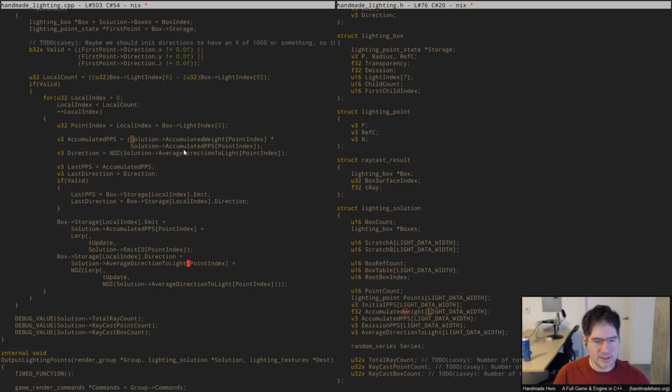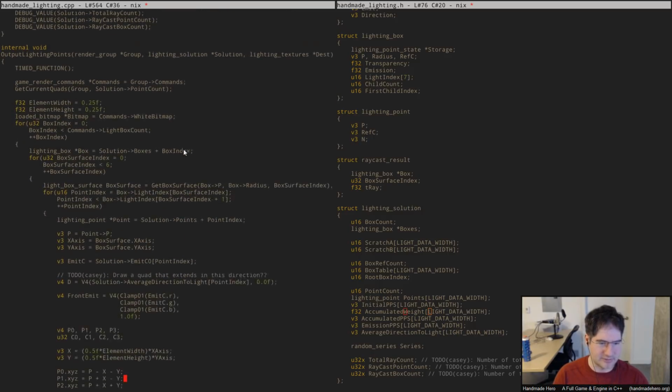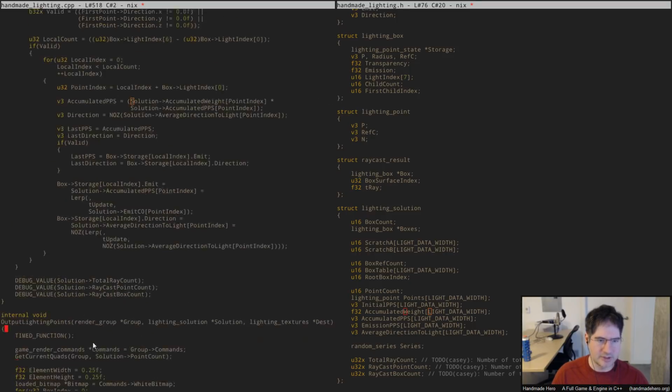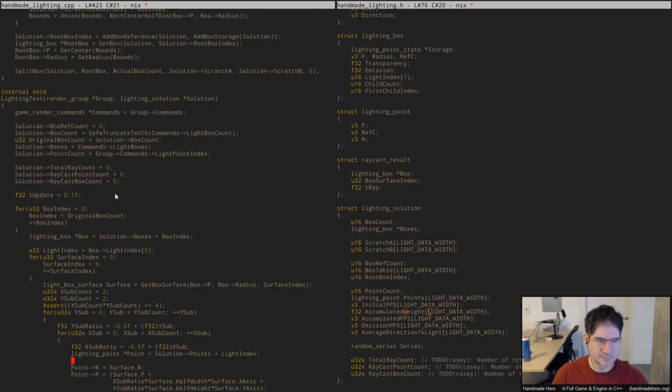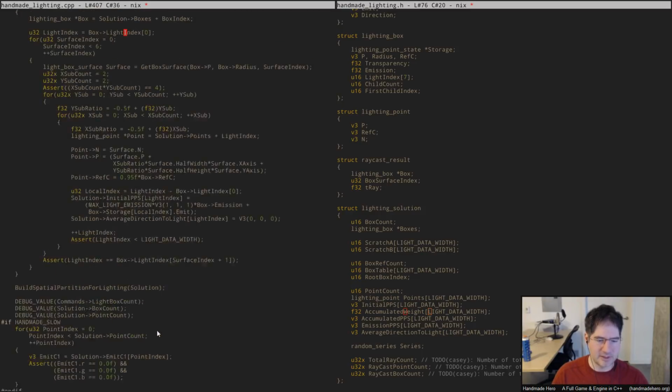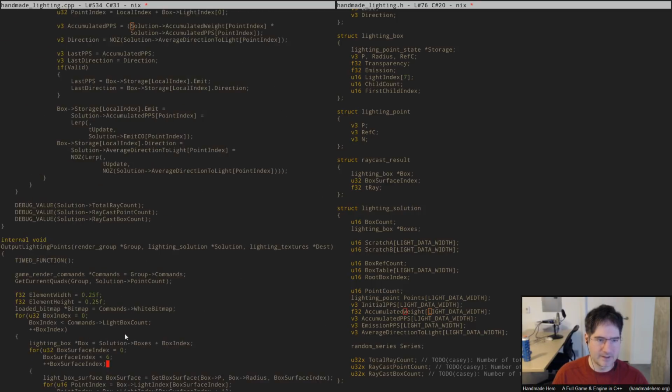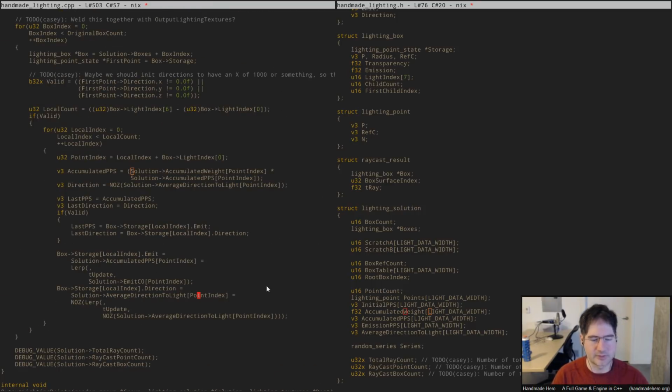So we don't need to remember the average direction to, well, we do. Again, this is just for the output routine. If we did output lighting textures at the same time, we wouldn't have to do that. Kind of makes me think that that should be in here. But again, we'll deal with it for now because it's not really that important.